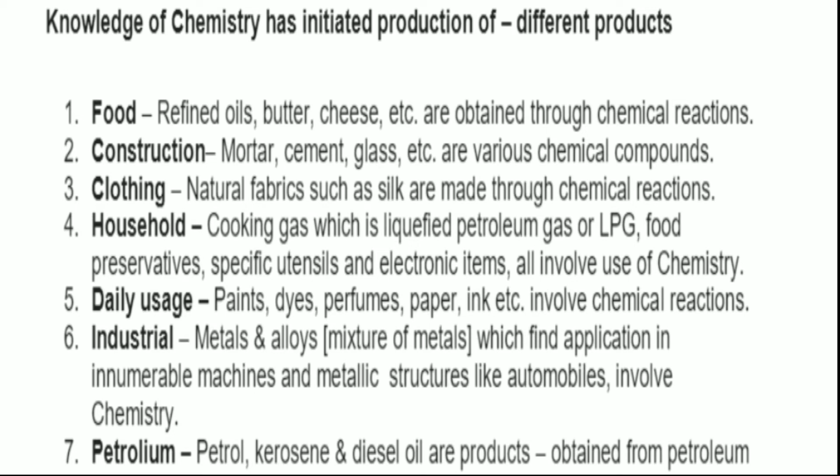In clothing, natural fabrics such as silk are also made by chemical reactions. Then household goods like cooking gas, liquefied petroleum gas, then food preservatives, specific utensils, electronic items, all involve the use of chemistry. Then daily usage like paints, dyes, perfumes, paper, ink involve chemical reactions. Industrial materials like metals, alloys, that is, mixtures of metals, find application in innumerable machines. Metallic substances like automobiles involve chemistry.